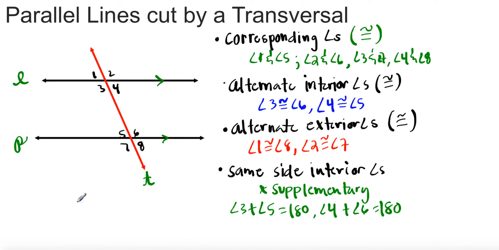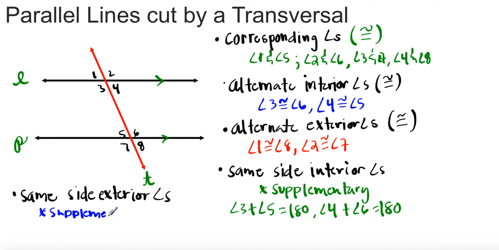And lastly, because we had same side interior, we also have to have same side exterior. And those are also supplementary. And that would be angle 1 and 7, you guessed it. Angle 1 and 7, oops, forgot my symbol. And angle 2 and angle 8, because they are on the outside, that makes them exterior, and they're on the same side. Okay, so those are the only two types that are not congruent, they're supplementary.